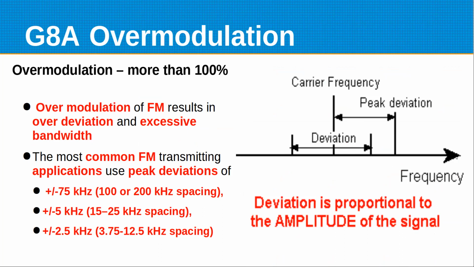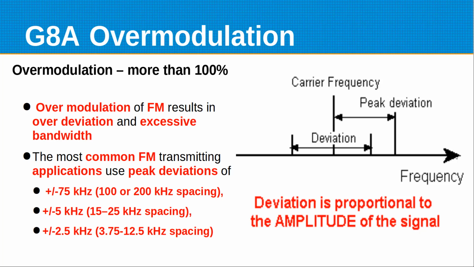So on FM, you have a similar problem. If you overmodulate, since in FM you're deviating the carrier frequency, and it's proportional to the amplitude of your modulation signal, you're going to get over deviation. And typically for broadcast FM, the deviation is plus or minus 75 kilohertz. And that's why the stations are separated by 100 or 200 kilohertz apart.